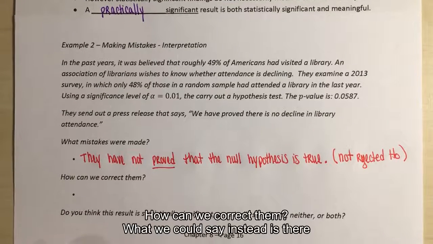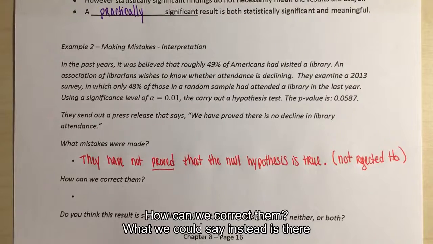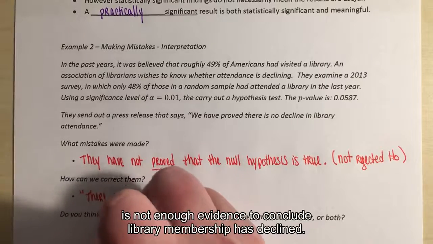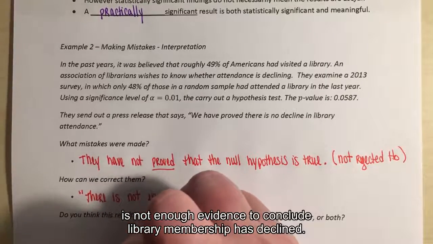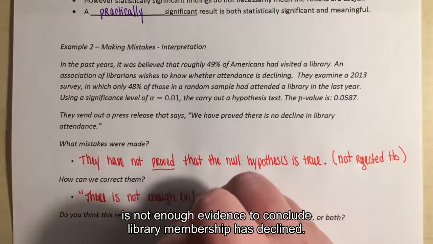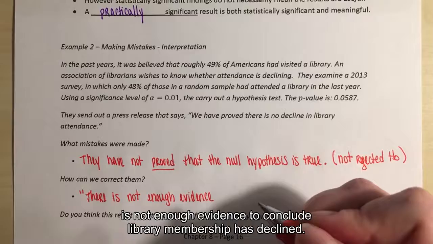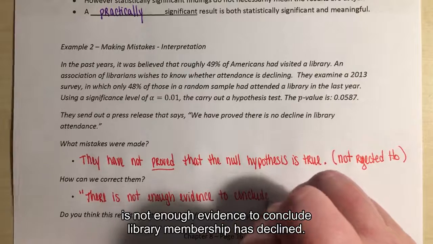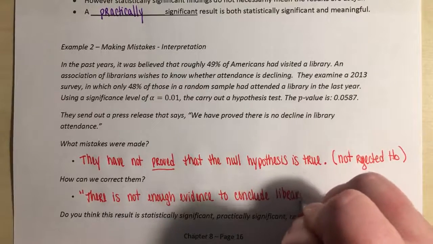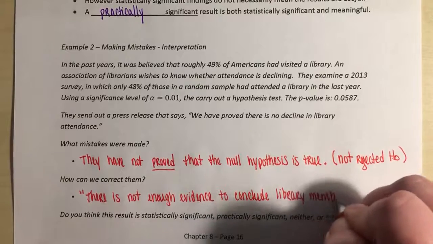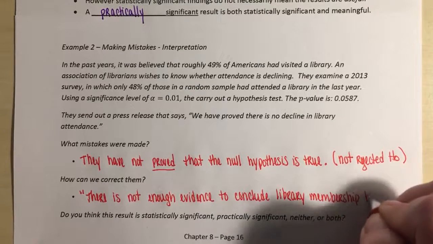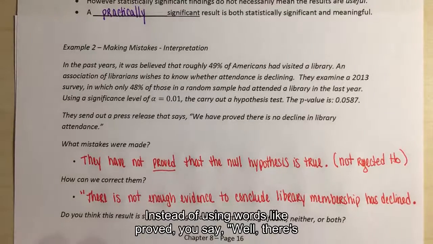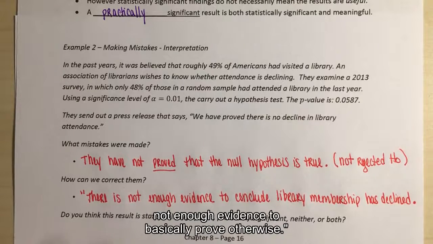Right? How can we correct them? What we could say instead is there is not enough evidence to conclude library membership has declined. Right, so instead of using words like proved, we say, well, there's not enough evidence to basically prove otherwise.